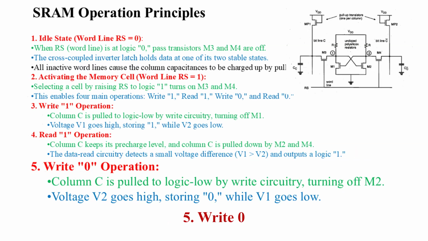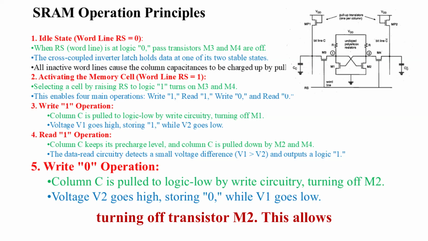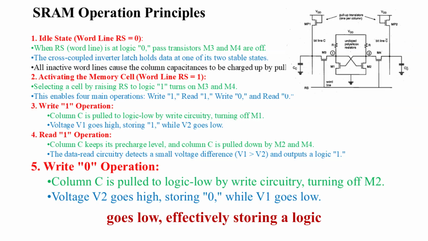5. Write 0 operation. To write a 0, the bitline C is set to logic low, turning off transistor M2. This allows the internal node connected to V2 to reach a high voltage level, while V1 goes low, effectively storing a logic 0 in the cell.